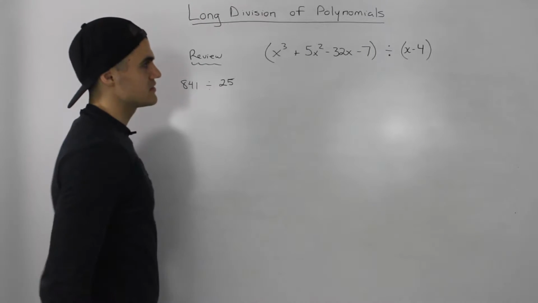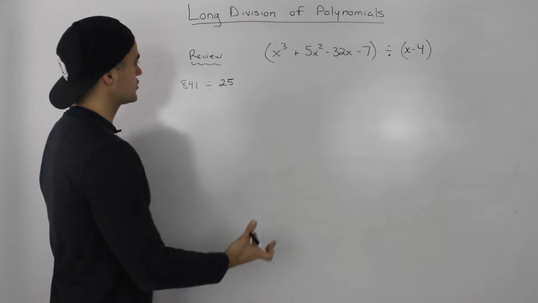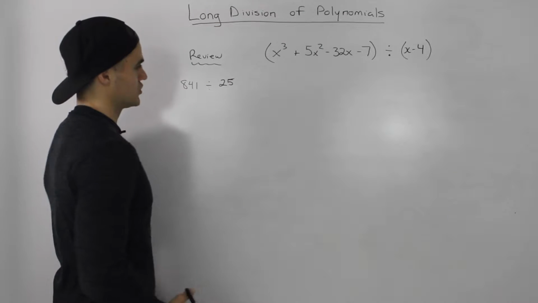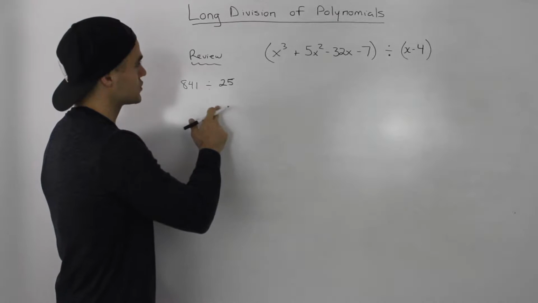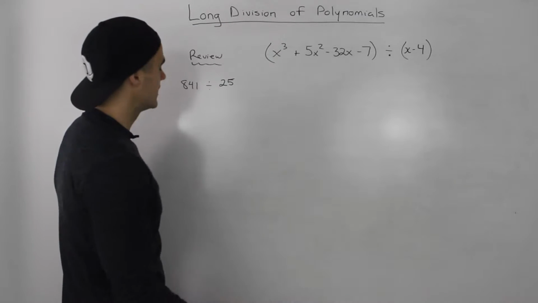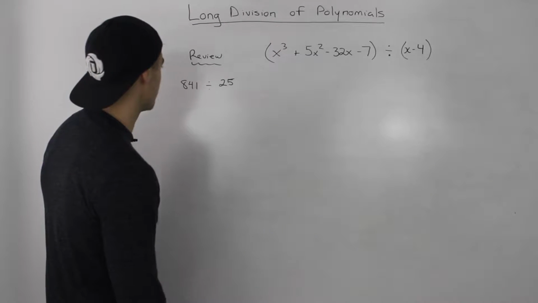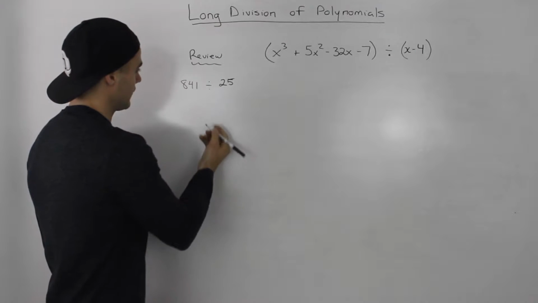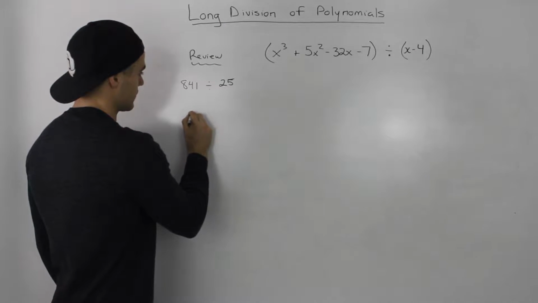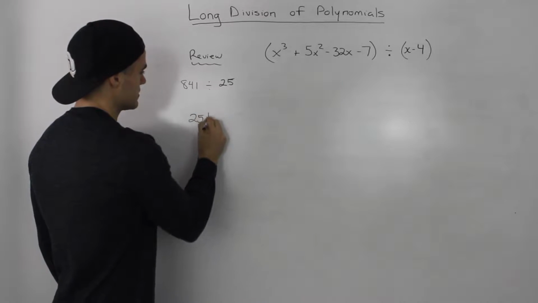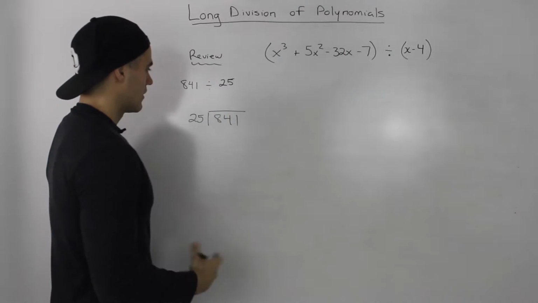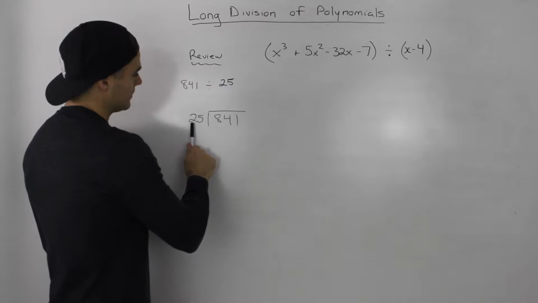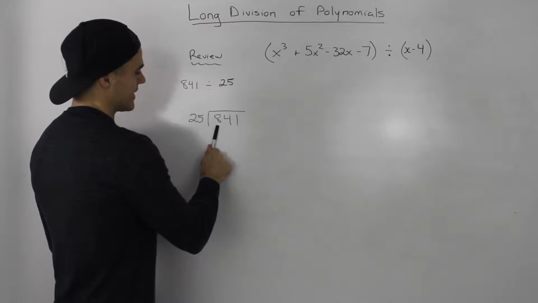Now, before we get into dividing polynomials, let's do a little review of long division with integers, because the process of doing long division with integers and polynomials is pretty much the same. It's very similar. So 841 divided by 25, we can rewrite the division like this. And then what's the next step? So we see how many times can 25 go into 8?